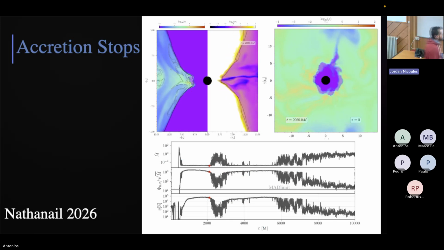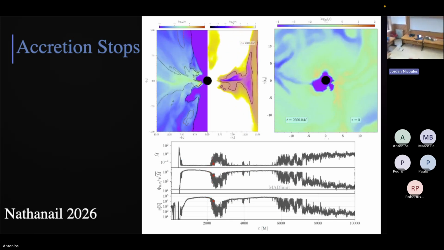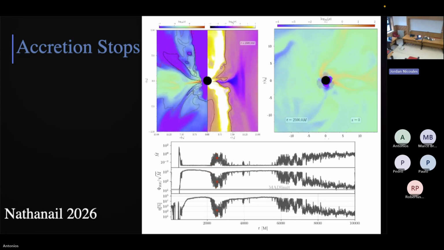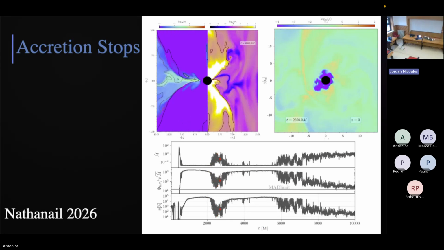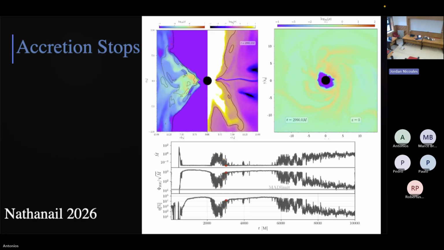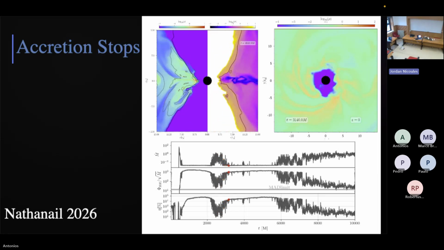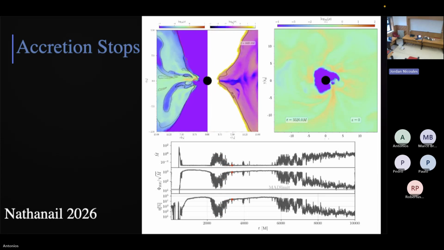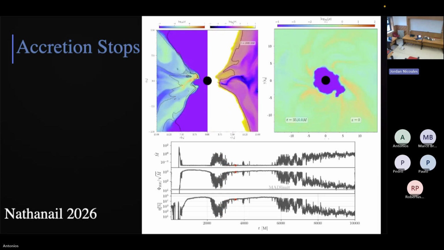And this is a small video of this solution. This is the equatorial plane. This is a colloidal slice. On the left is the density, on the right is magnetization. So you build this very magnetized funnel. Here is M dot in the first row, and below is the efficiency.